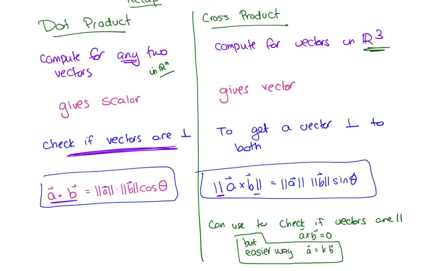We can use the cross product to check if vectors are orthogonal, but it's easier to just check if one is a scalar multiple of the other. So those are sort of the big things we need to know about the dot product and the cross product. We also should know how to compute both of those, but these are the big things. Especially for cross product, the main thing that we're going to use it for is to find a vector orthogonal to two other vectors. So that's a really important thing to remember about the cross product.